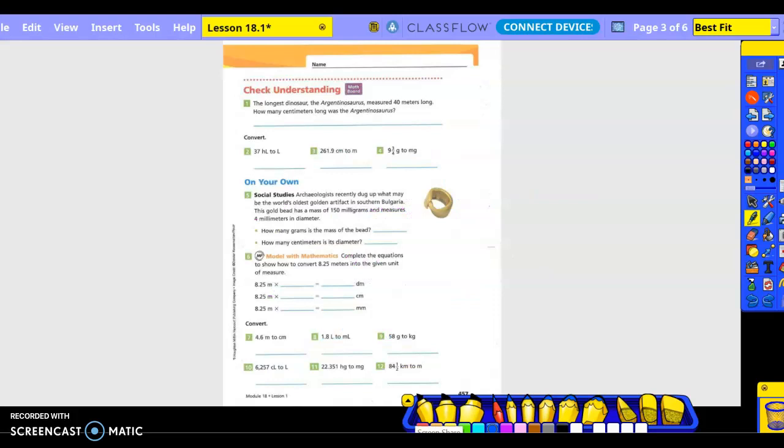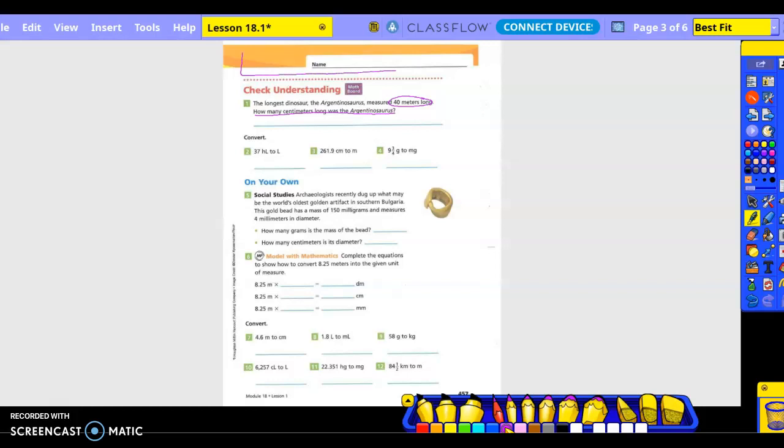Check understanding number 1. The longest dinosaur measured 40 meters long. How many centimeters long was that dinosaur? So we have 40 meters long, right? And then they want to know how many centimeters. So flip back to your box. Actually, let's do this. I could draw my own little box.